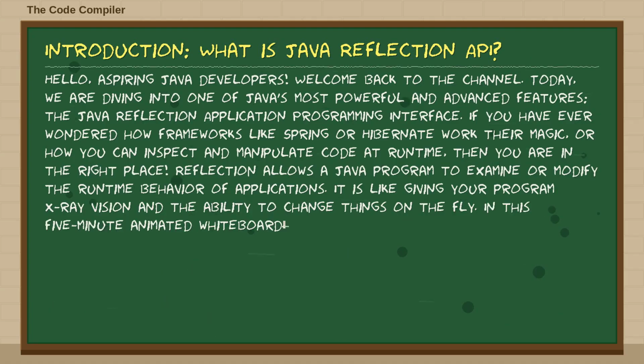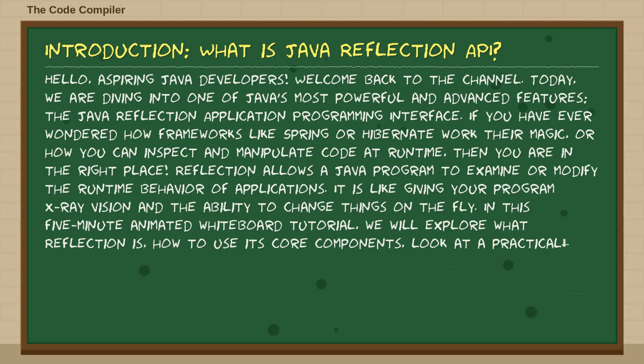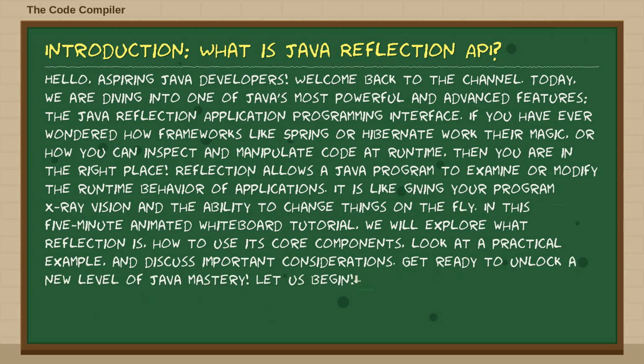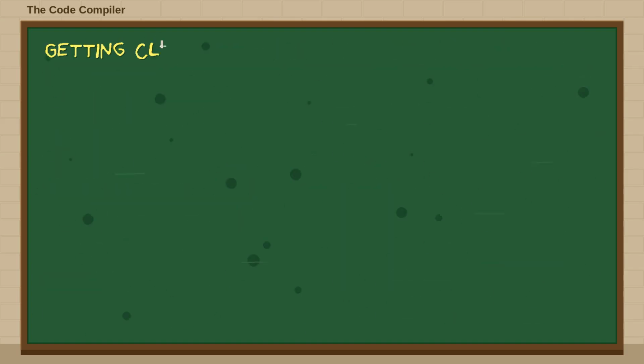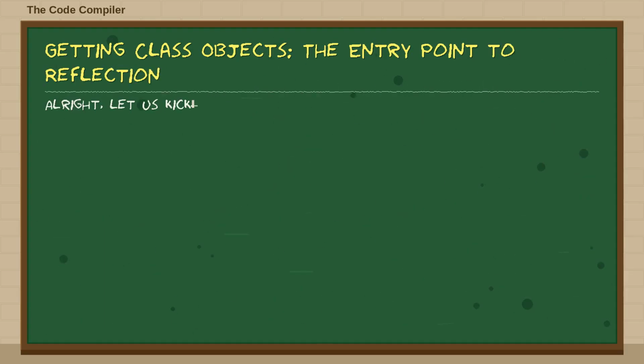In this 5-minute animated whiteboard tutorial, we will explore what reflection is, how to use its core components, look at a practical example, and discuss important considerations. Get ready to unlock a new level of Java mastery. Let us begin. Alright, let us kick things off by understanding the gateway to reflection, the class object.